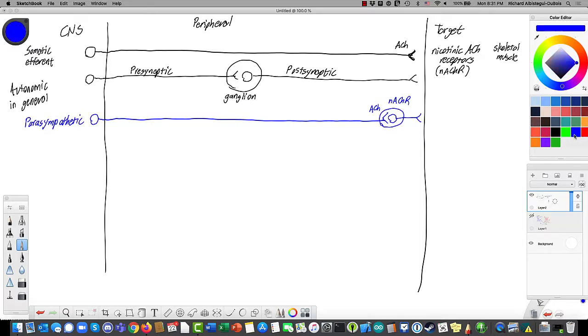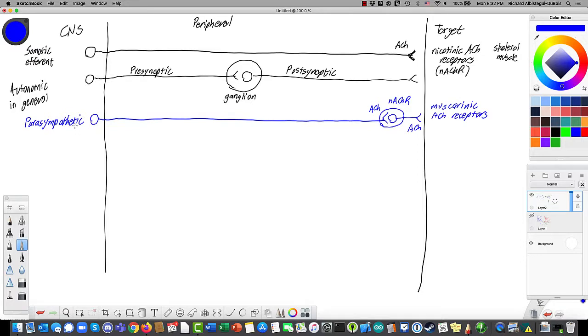The postganglionic cell in parasympathetic pathways also uses acetylcholine as its transmitter, and the target will have what's called a muscarinic acetylcholine receptor. We'll talk about those in a little bit. Right now, just know that muscarinic receptors receive acetylcholine, but they work differently than nicotinic receptors. So we'll talk about the difference there.